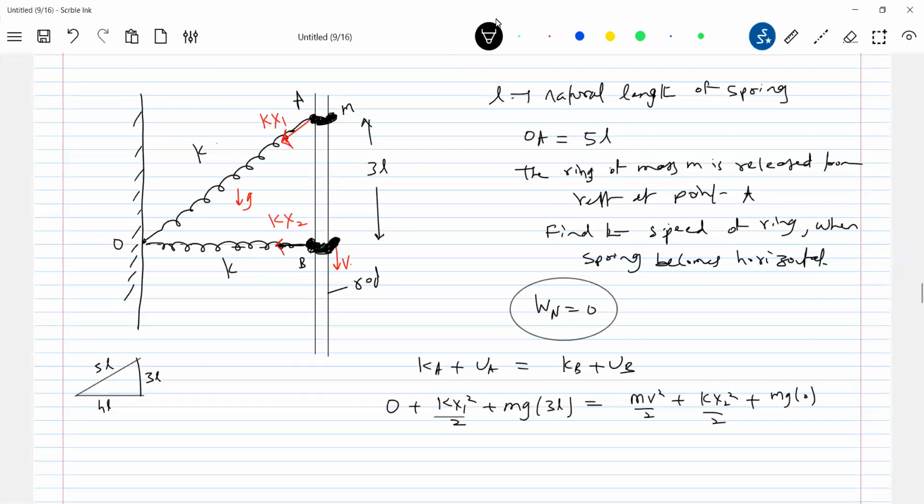I think it's quite easy, no? So what is x1? Natural length is L. Now the length of the spring is OA, 5L. So what should be the elongation? Elongation should be OA minus L, no? Should be 4L. Now what about x2? x2 should be OB minus L. 4L minus L should be 3L. Substitute this. I think we'll get the answer for v very easily, no?